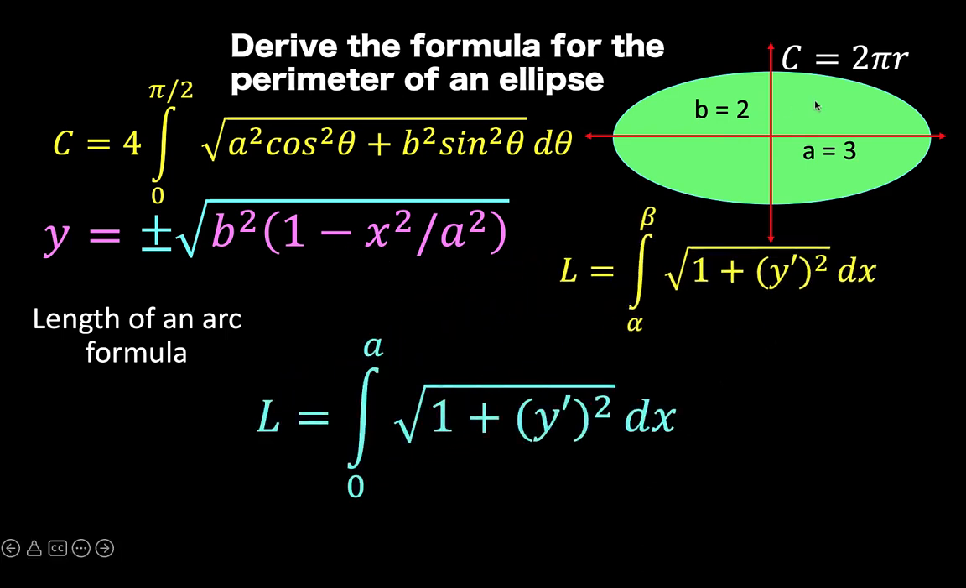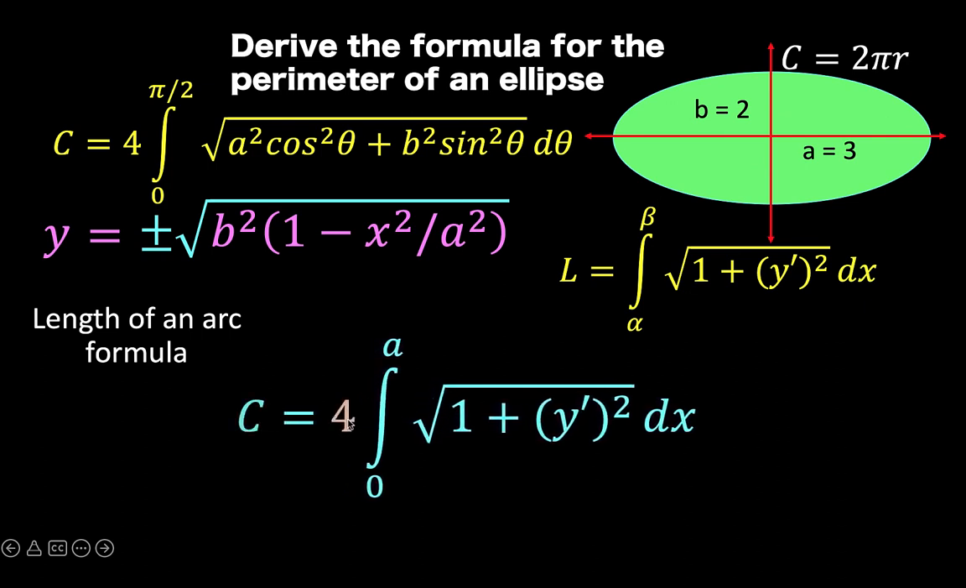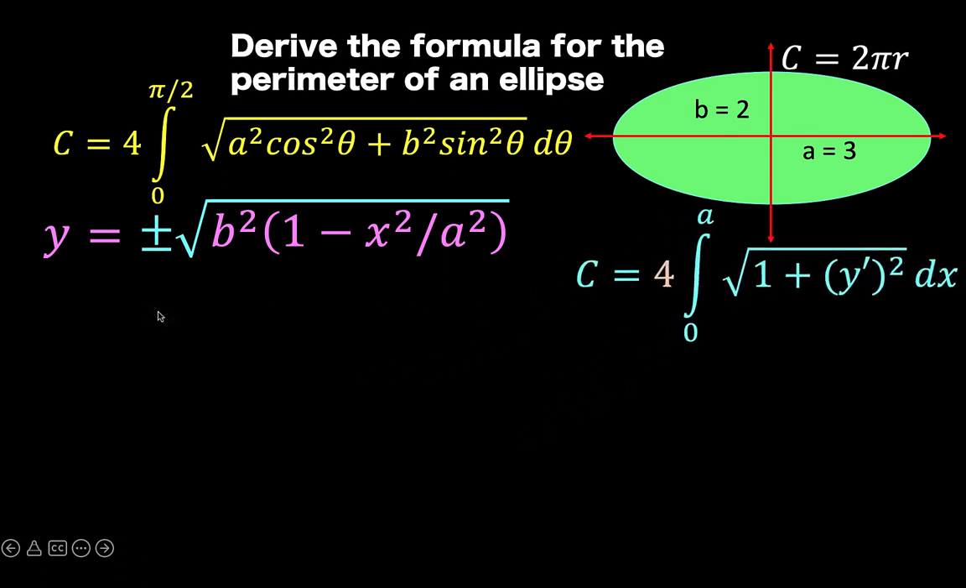Now, if you look at our ellipse, if we do the definite integration from x equals 0 up to a, what we are finding is the length of the arc only at the first quadrant. So if we want to find the perimeter of the ellipse, we need to multiply this formula by 4 so that we can find the entire perimeter, not just the length of the arc at the first quadrant. With that, we now need to find the value of y prime. So, what's the value of y prime?